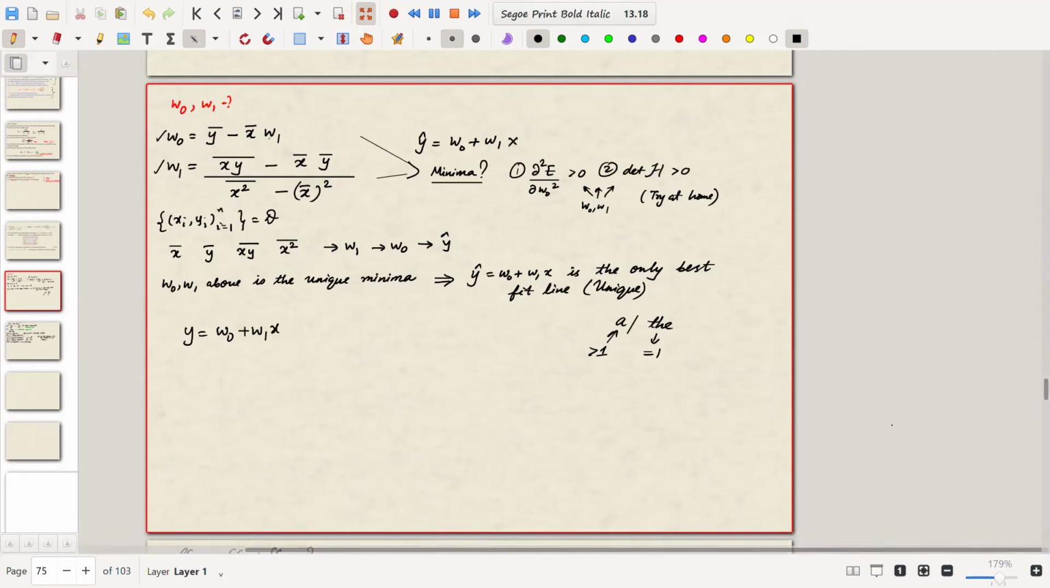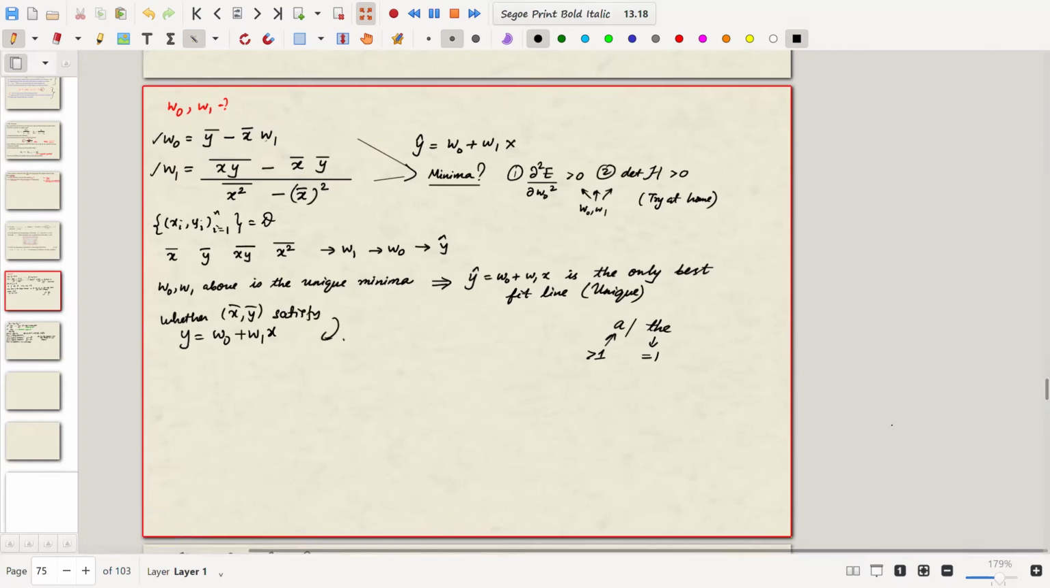Y equals W0 plus W1x. If you put the formula of W1, if you put the formula of W0, what is W0? Y bar minus X bar W1. I am indirectly asking you whether X bar, Y bar passes through the regression line, whether it satisfies this equation.